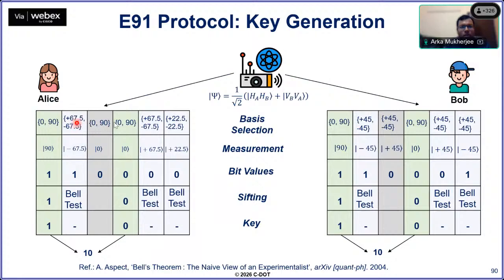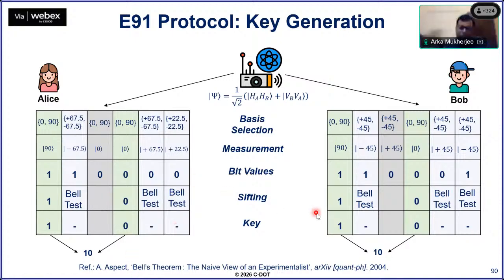Here Alice has chosen 67.5 and Bob has chosen 45, so this will go for Bell testing. Here also 0/90 is chosen by Alice, but it is not matching because Bob has chosen the diagonal basis, so it is a basis mismatch. Here they have chosen the same basis again, so they will generate the key, because Alice has received horizontally polarized light, or 0, so that is why they assigned 0. So only two columns are matching, and all the remaining ones go for the Bell test. Okay, so that's how this system works.